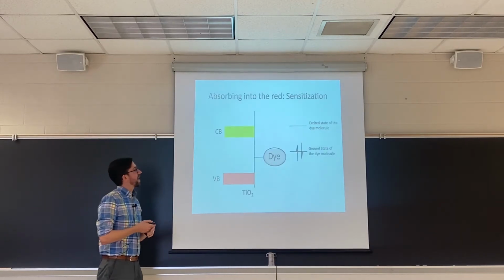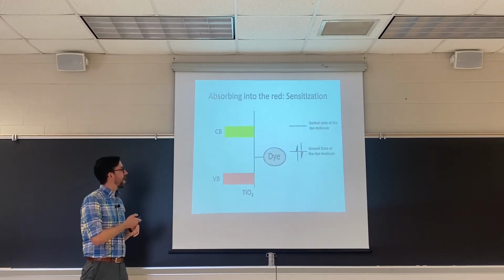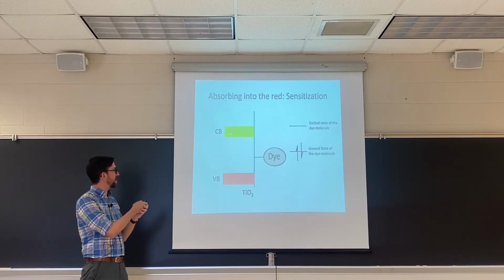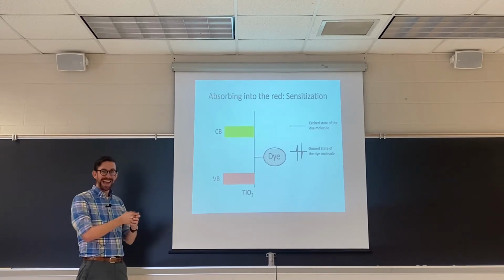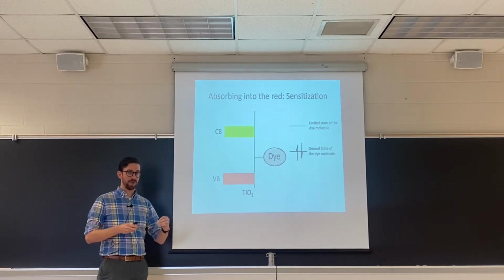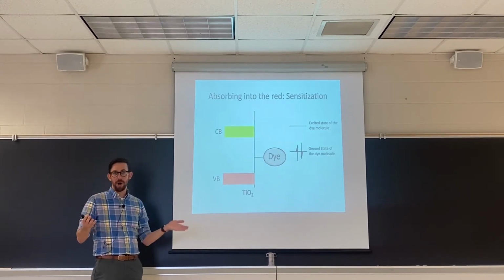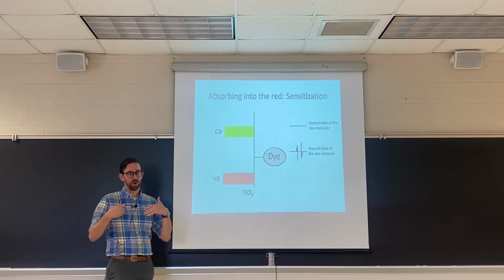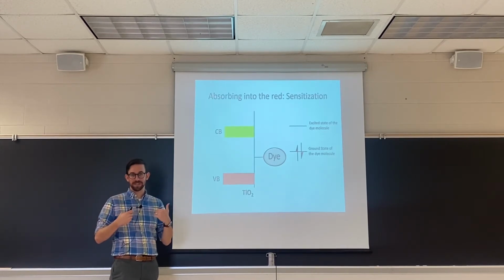The way we're going to do that is called sensitization. What we do is we have the valence band and the conduction band of TiO2, and on the surface of our TiO2, we're going to chemically bind a dye molecule. A dye molecule is just a molecule that has color. It absorbs specific wavelengths of light from the sun.